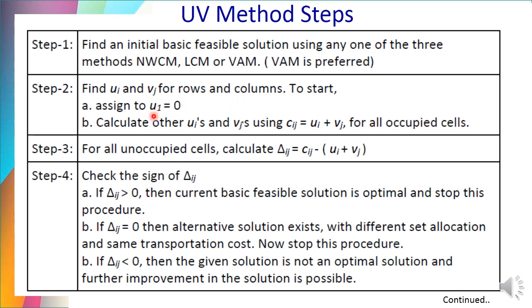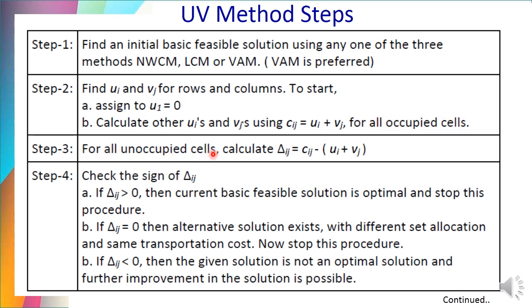To start with, let us assign u1 is equal to 0 and look for the occupied cells. Let us have the relation Cij is equal to ui plus vj. Cij is already known to us. By taking u1 is equal to 0, we can find some of the vj's. So this needs to be repeated several times so that all the ui's and vj's are found by using the allocated cells.